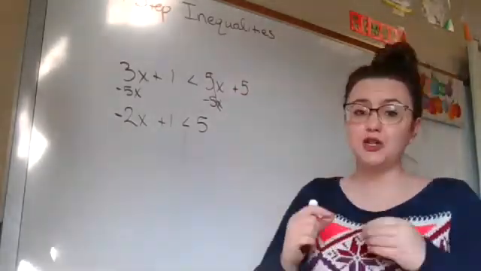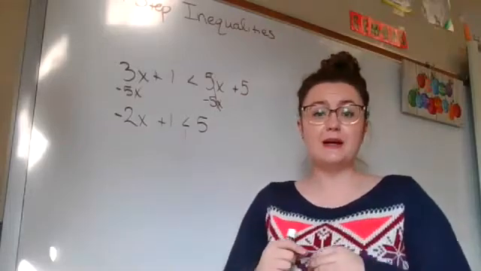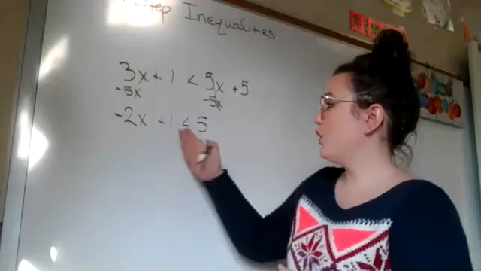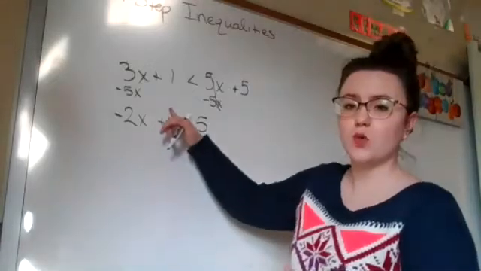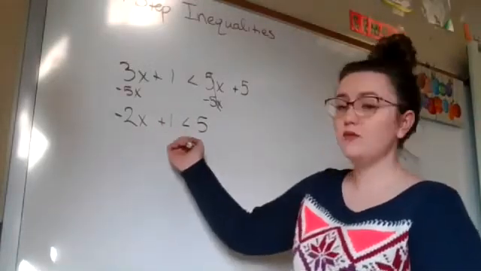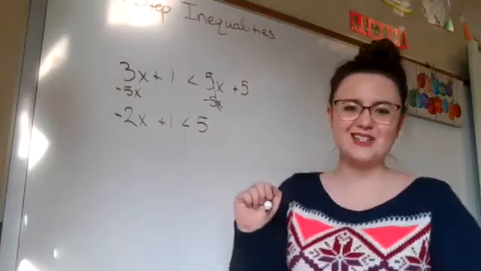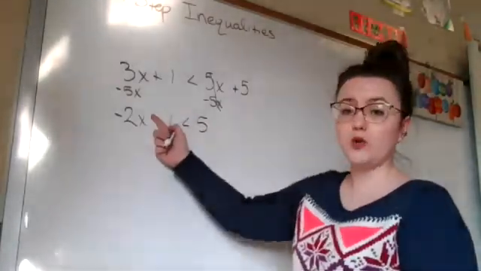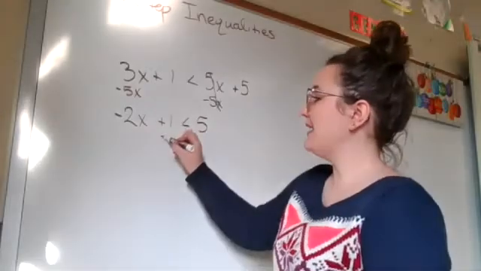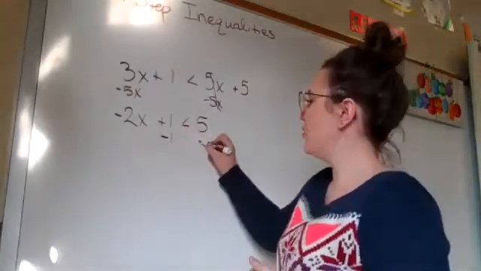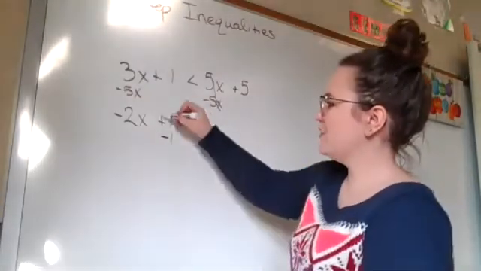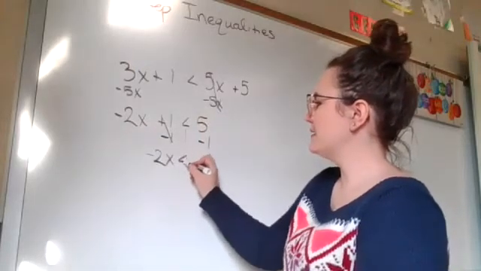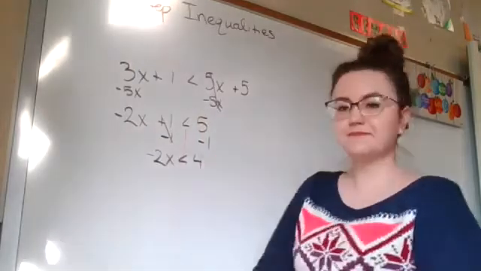So now this is just a two-step problem. With two-step problems, I always want to get rid of addition, subtraction first. So I need to get rid of this plus 1. To move a positive 1 to the opposite side, I need to use the opposite operator. So the opposite of adding 1 or a positive 1 would be a negative or subtracting 1. So those cancel, and I'm left with negative 2x is less than 4.